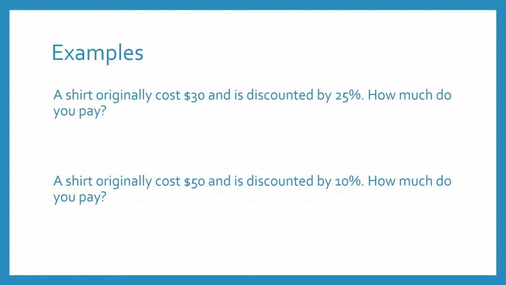Okay, so we're going to do a few examples. Here we have a shirt which originally cost $30, which is our 100%. It's been discounted by 25%. So we're now going to pay 100 minus 25%, which is 75%. And we're going to multiply that by our $30, which is going to give us $22.50. Have a go at the next one by yourself.